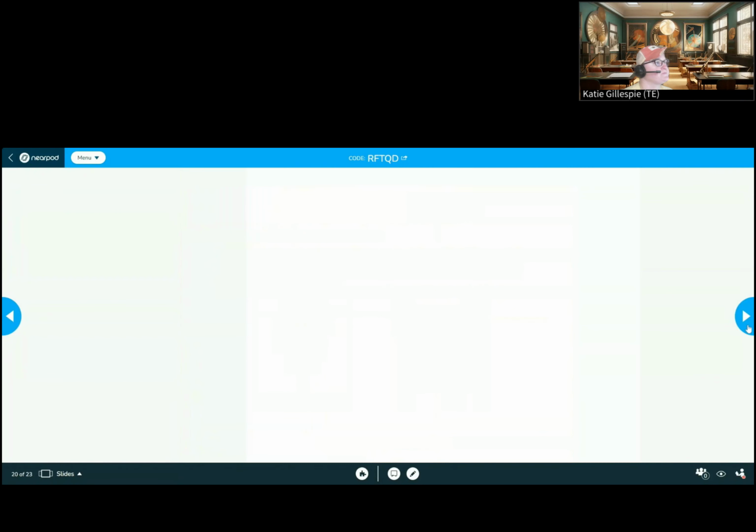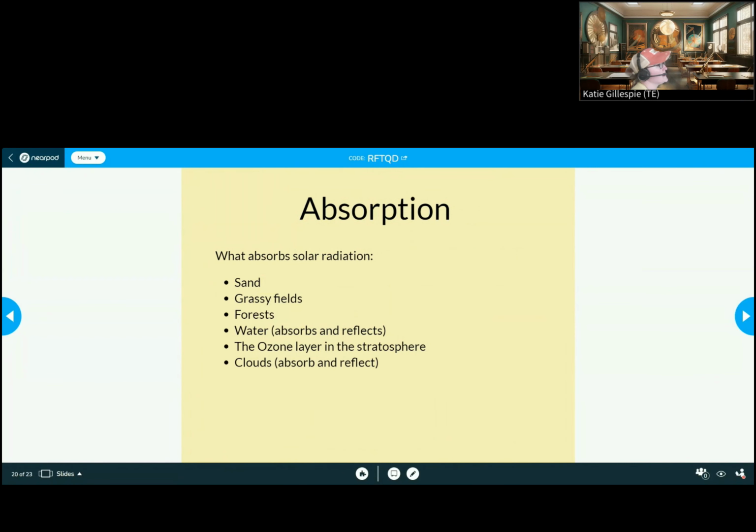So ask yourself how you think the light would behave differently given the outside of these 2 light bulbs. All right, solar radiation is absorbed, right? Absorbed by many things: sand, grassy fields, forests. Water does absorb, it also reflects a lot. The ozone layer in the stratosphere, you learned this past week, right? The ozone layer absorbs radiation. Clouds absorb and reflect radiation. So there's a lot that goes into this process of balancing energy.